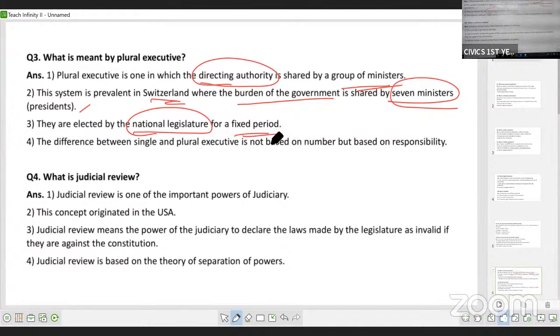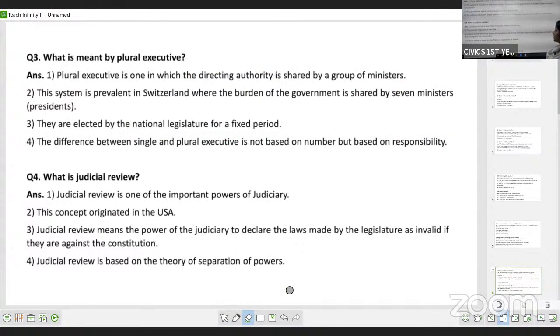When we are saying single or plural executive, it is not based on the number, but it is based on responsibility. The difference between single and plural executive is not based on how many people are ruling. No, it is based on how the responsibility is being shared. The burden of government is shared by the ministers, so it is called plural executive.